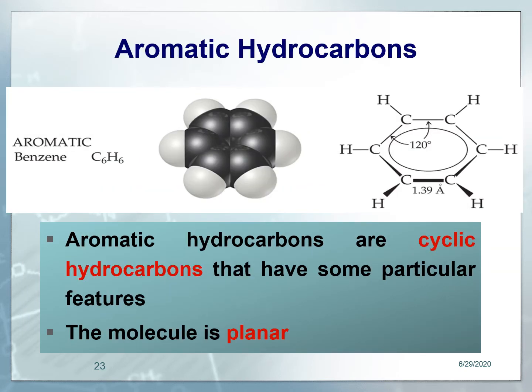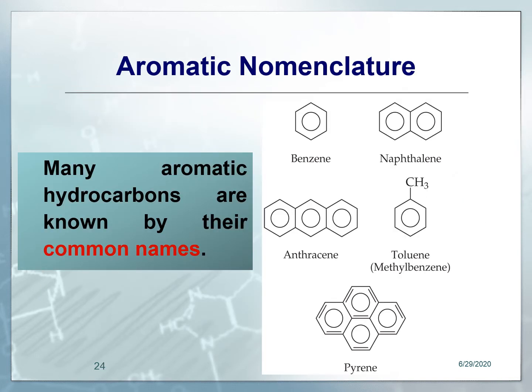Okay, next is aromatic hydrocarbon. Aromatic hydrocarbons are cyclic hydrocarbons that have some particular features, and the molecule is planar. Planar means highly symmetric, with 120-degree bond angles. Benzene is also unsaturated like alkenes or alkynes, however it differs in chemical reactivity. Benzene is much more stable, because it is delocalized in the structure. This figure shows the structural formulas and common names of several aromatic compounds.